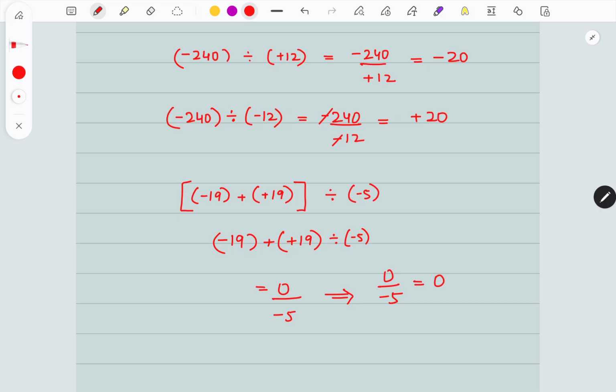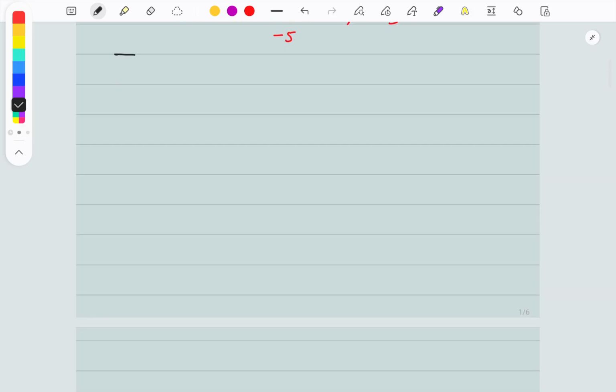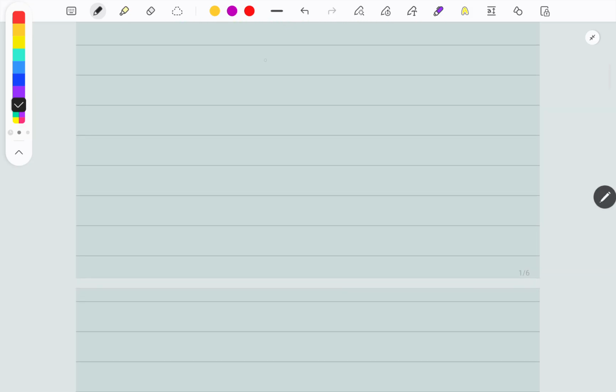Now in these examples, if we see, in all the three examples we use the same rules that were rule number 1 and rule number 2. And in all the three cases, solving the problems related to division of integers was quite easy. Now let's move on and discuss some properties for division of integers. The first property we will be discussing is closure property.